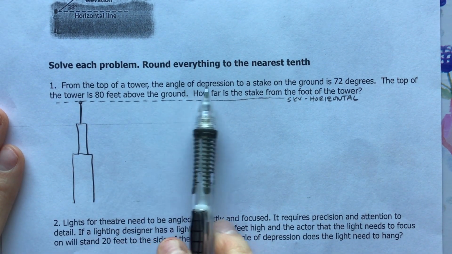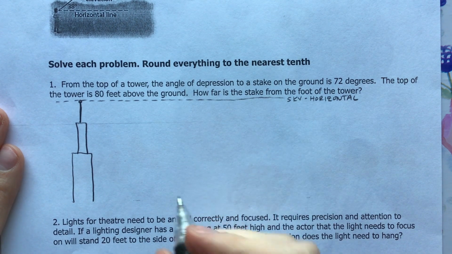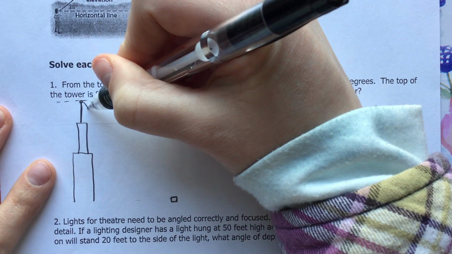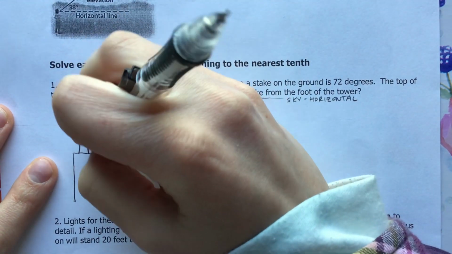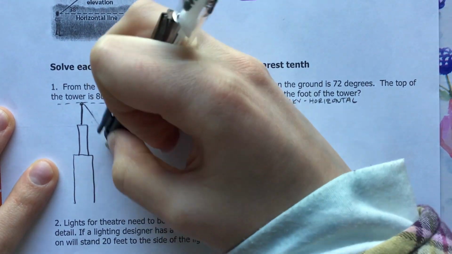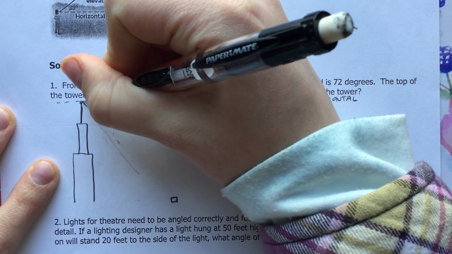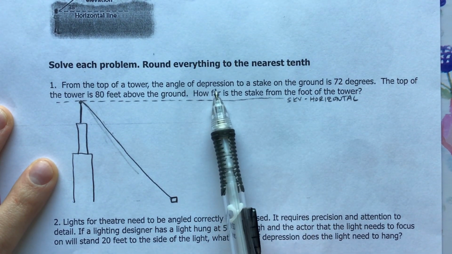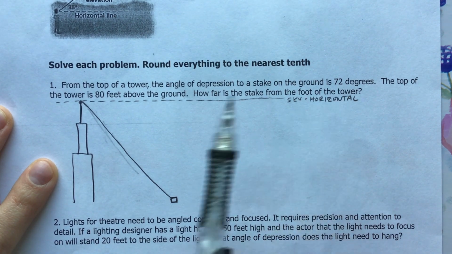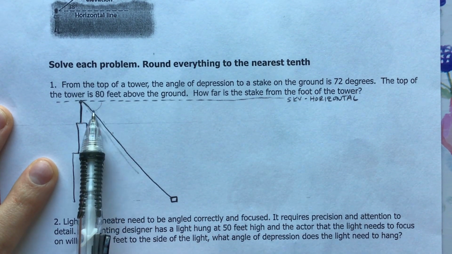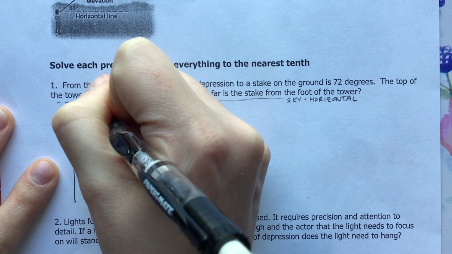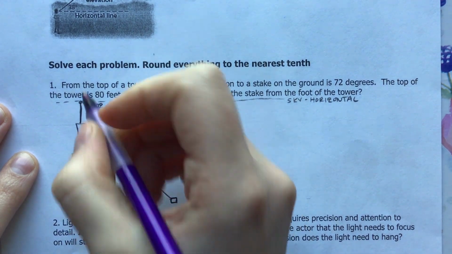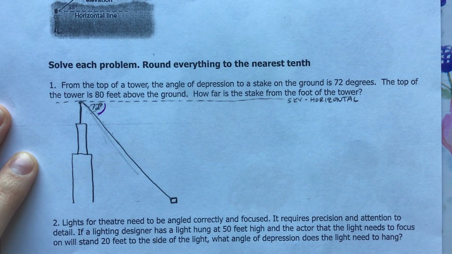So it then says an angle of depression to a stake on the ground is 72 degrees. So let's just say that that stake is right here, and I'm going to draw in a line from the top of the tower, maybe, if I can get it at the right angle. There we go. The angle of depression is 72 degrees. So that is not this angle right here. It is actually this angle right here. This guy is 72 degrees because that guy is off of the horizontal. So this one right here is 72 degrees.